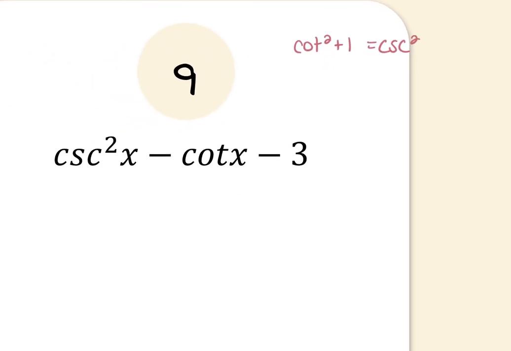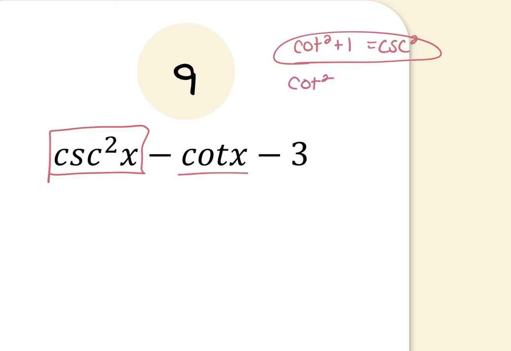So in order to factor this, which is what we're going to eventually do, we have to make those be the same thing, okay? So I can't replace cotangent with cosecant, but I can replace cosecant squared with something else, right? So if I use this, it's 1 plus cotangent squared on your sheet, right? Cosecant squared equals cotangent squared plus 1. I can actually replace cosecant squared with that: cotangent squared x plus 1 minus cotangent x minus 3.